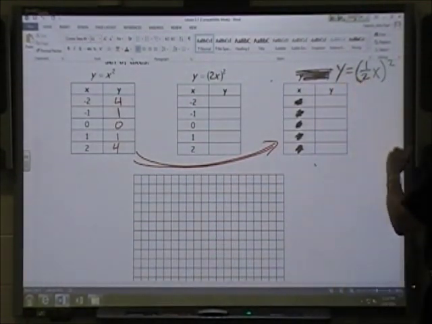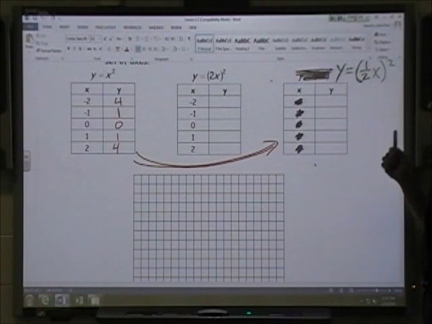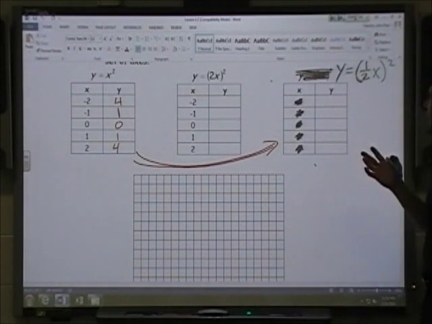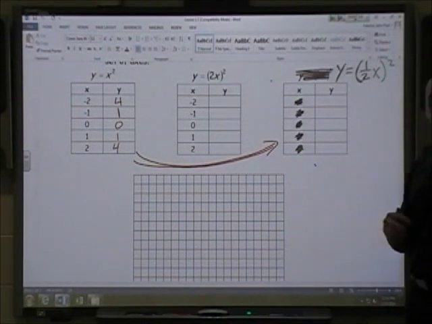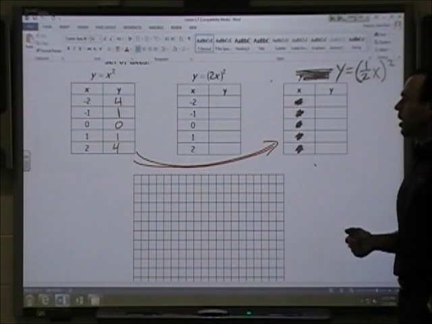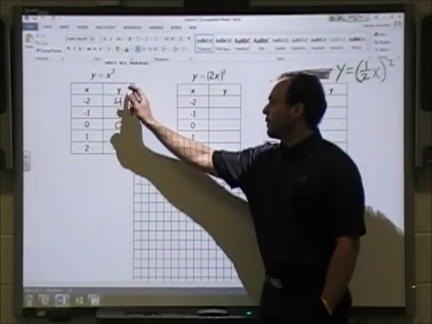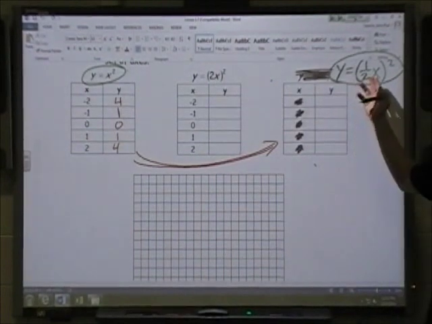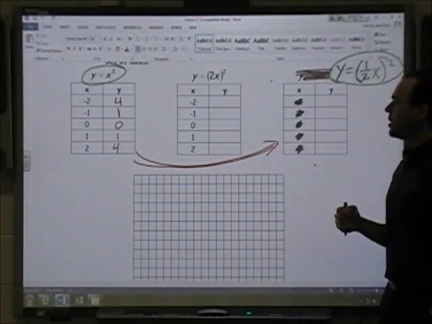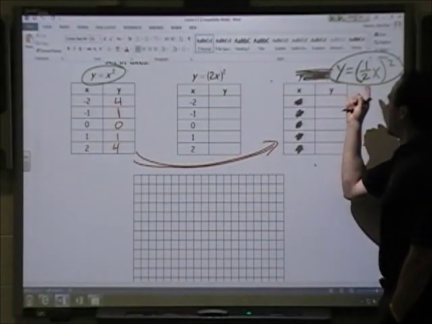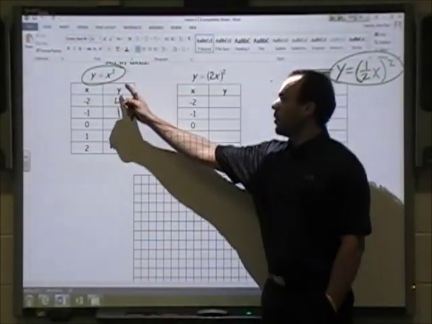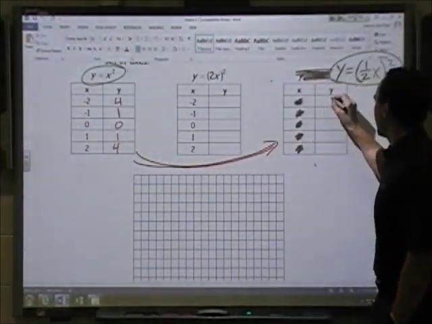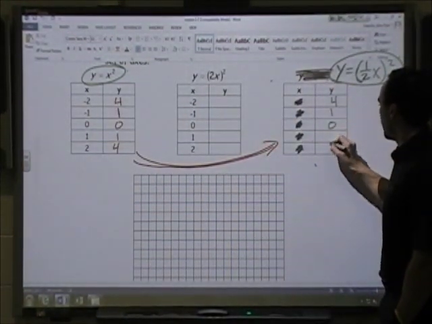Now, how about when we have this? y equals a half times x, all squared. Again, this half is inside of the function, so something should happen to my x values. If I look at the difference between this formula and this formula, the only difference is that there is a half inside of the bracket. So knowing that my x values should change, I'm going to transform this to this. I know that my y values should be the same: 4, 1, 0, 1, and 4.